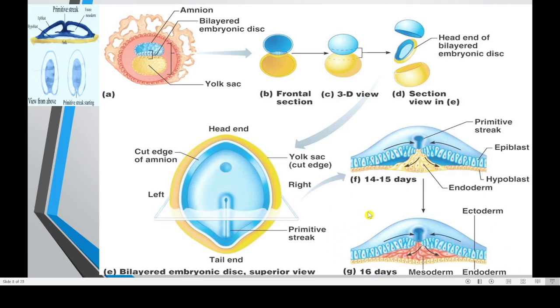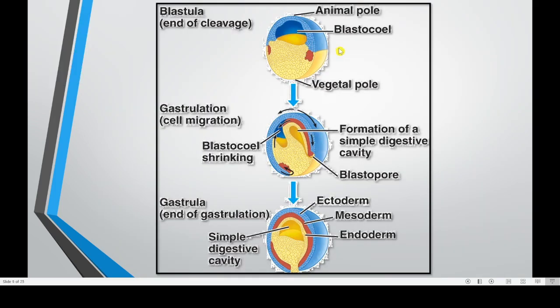The gastrulation process completes, and then the next division starts. Here also you can see this is the blastula. Then there is a development of gastrula. Gastrulation is occurring, and this is the end of gastrula, where you can see ectoderm, mesoderm, and endoderm.